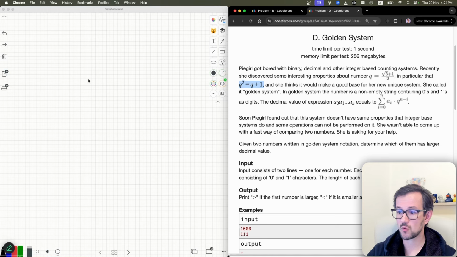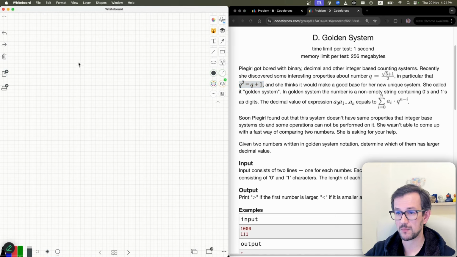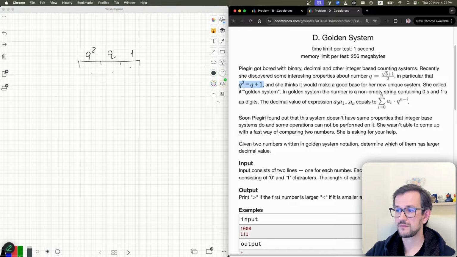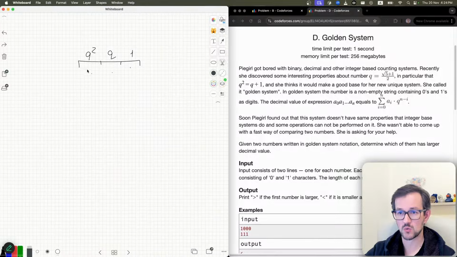So basically, what does this formula tell us? Or you may look at examples, another way to do it. So I have a number. This digit is multiplied by 1, this digit is multiplied by q, this digit is multiplied by q squared. And I have this equality that q squared equals q plus 1. Basically, it tells us that 1, 1, 0, 0 is the same number as 0, 1, 1. Let's write it here.